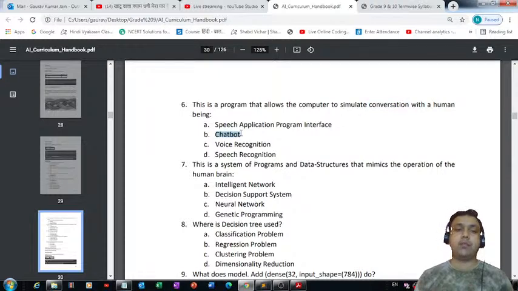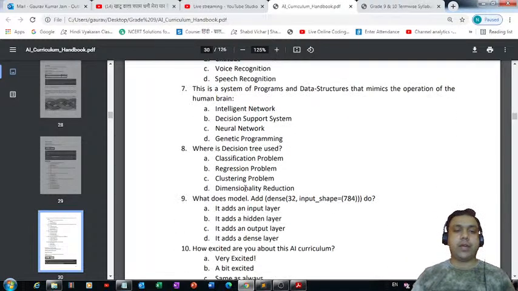Because chatbot is a kind of program which is defined on a particular platform, which is there live 24 by 7, which helps the person who visits that platform on which the chatbot is there with all his or her queries, right? So we can get into a conversation also with the chatbot. So I think chatbot is the correct option. So for 6, B option is the correct one. So that is how you can find out the correct option.